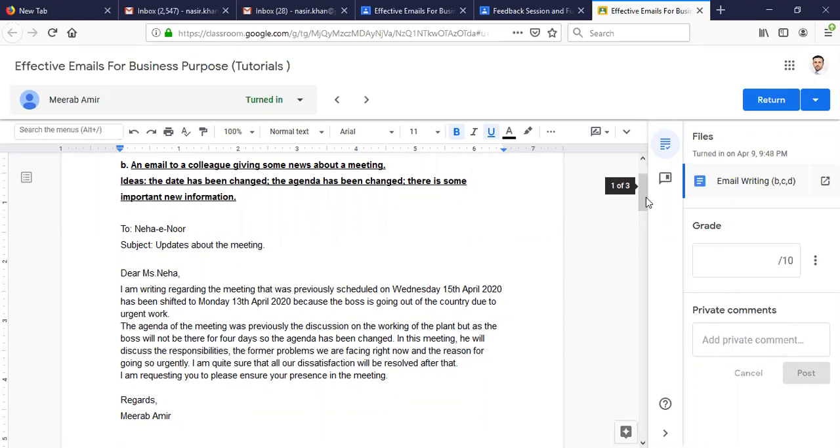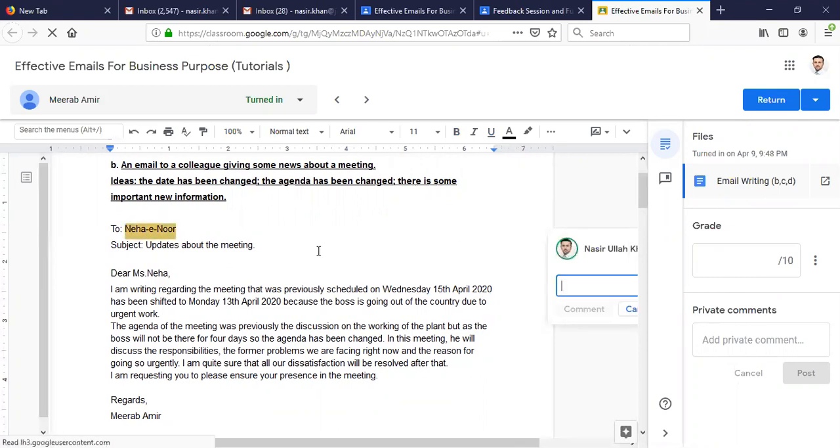This small email writing is related to arranging a meeting, and ideas have been shared. Let's see what we have here. I kept telling you that we need to write properly. This is not an application, this is an email. So write someone's email address rather than name, right? And apart from that, the subject line: updates about the meeting.